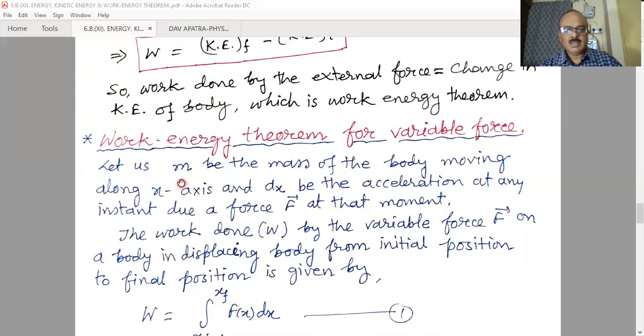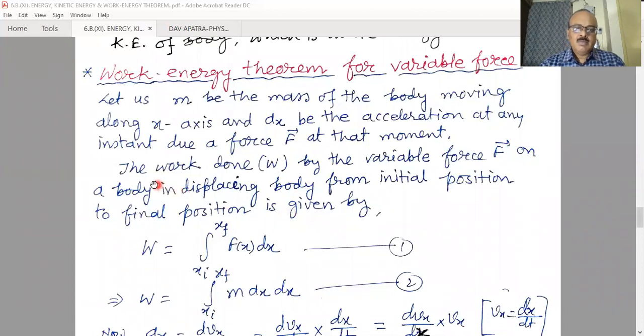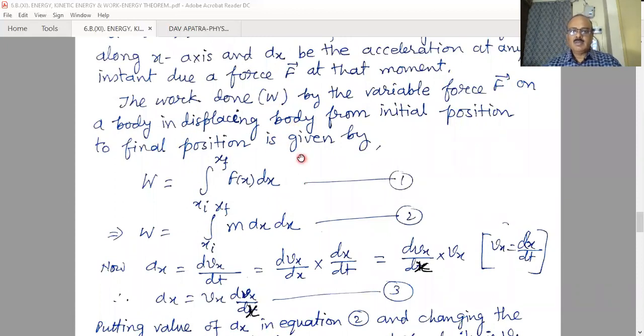In this case, let us suppose a body of mass m is moving along the x-axis, and ax is the acceleration at any instant due to force F at that moment. Therefore, the work done W by the variable force F on the body in displacing it from the initial position to the final position is given by the following. In this type of case, we have already discussed the work done by a variable force. We have to take a very small displacement, and then take the integration using lower limit and upper limit. At any place, let us suppose F(x) is the force. F(x) means it is a function of x. That means F is variable, and for a very small displacement dx, the work done dW is F(x) dx, and by taking the integration from xi to xf, that means from the initial position to the final position.